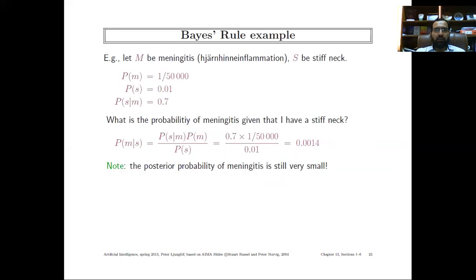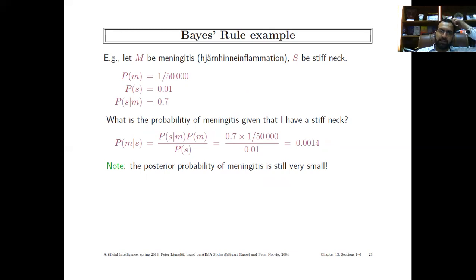So, for example, let M be meningitis and S represent a stiff neck. Let's suppose the probability of meningitis is 1 upon 50,000, the probability of S, the stiff neck, is equal to 0.01, and the probability of S given M is 0.7. So what is the probability of meningitis given that I have a stiff neck?